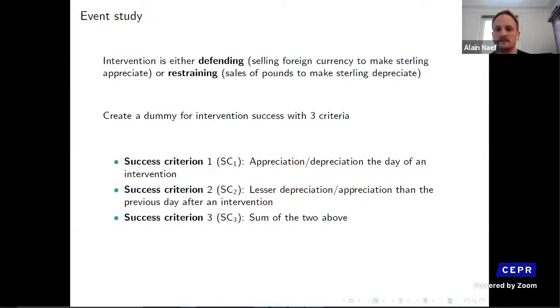Because they're sometimes a bit different, and it's thought in the literature that defending interventions are easier, or restraining interventions are easier, it's important to disentangle them. And to go back to the charts you saw earlier, the negative values would be defending interventions and the positive values would be restraining interventions. And then I'm going to just measure success as a dummy, and I'm having 3 success criteria. And maybe instead of reading this to you, I'll just run you through an example of how this would work.